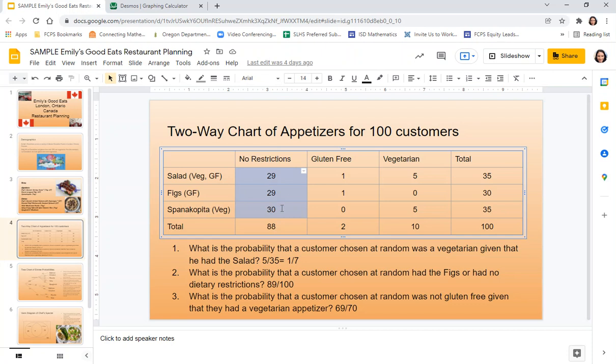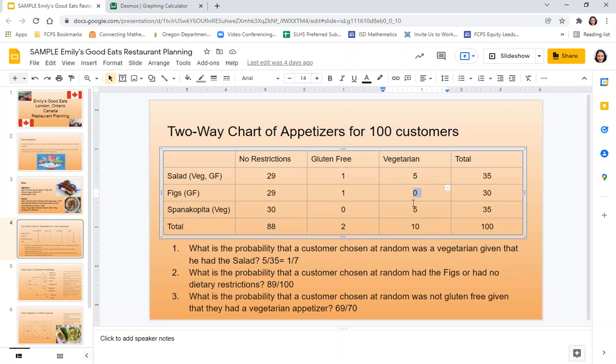I chose the spanakopita. For the gluten-free customers, there were 2 of them. They could not eat the spanakopita because it's not gluten-free, so I split them between the other 2 appetizers, which is the salad and the figs. They split evenly. And then there's 10 vegetarian customers, and they could not eat the bacon-wrapped figs, so that's a 0, and I split them evenly between the salad and the spanakopita.